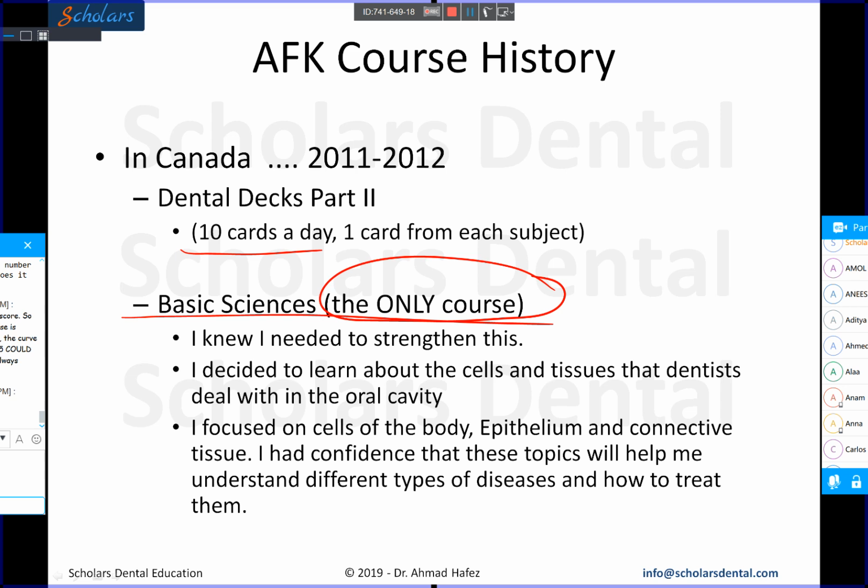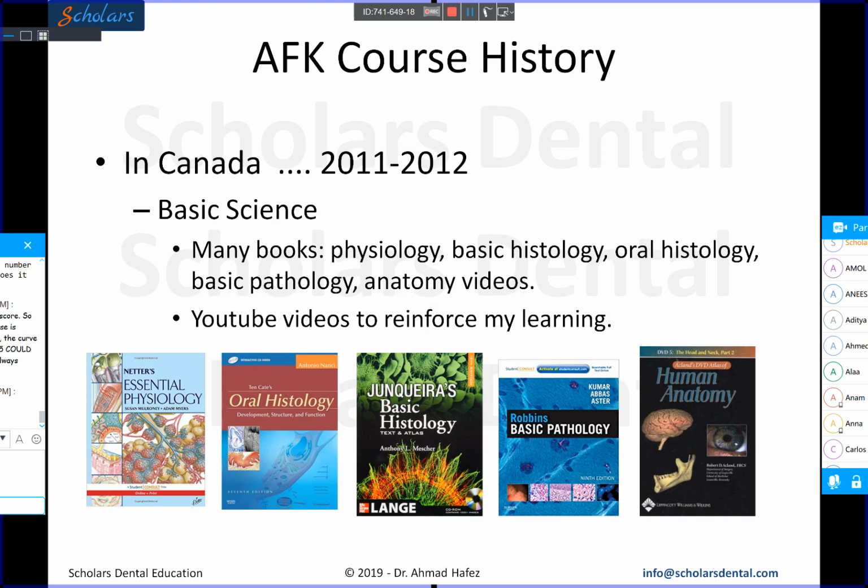And what I did is I thought, okay, what basic science do we need to know to learn as a dentist? And I thought physiology, cells and tissues that we find in the mouth, like bone, epithelium, connective, the main things we deal with, right? And then dental as well, like teeth tissue, basically. And I focused on looking at cells of the body, epithelium, connective, bone. I had confidence that these topics will help me in pathology mainly and pharmacology.